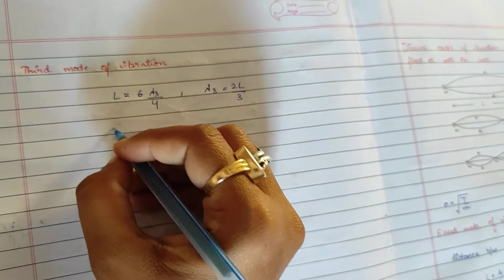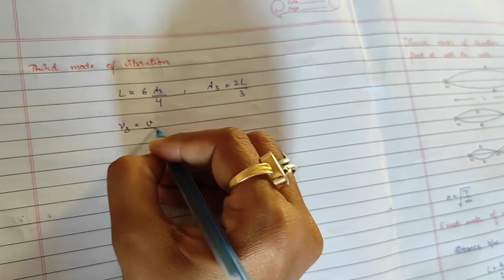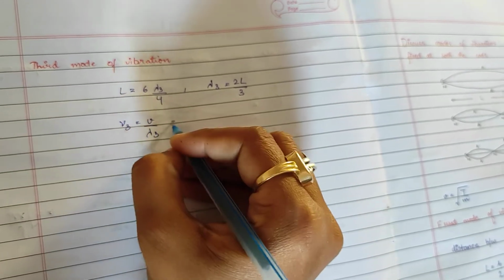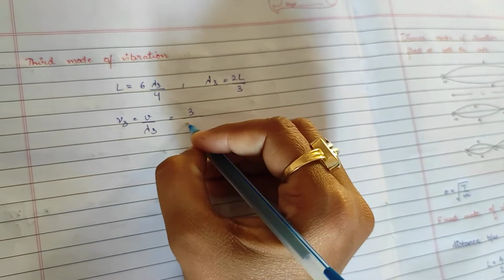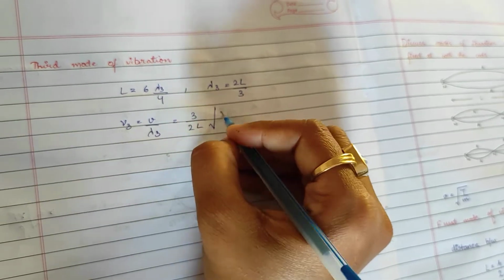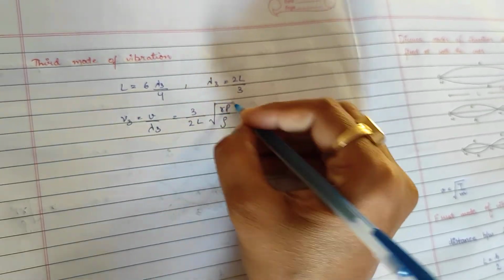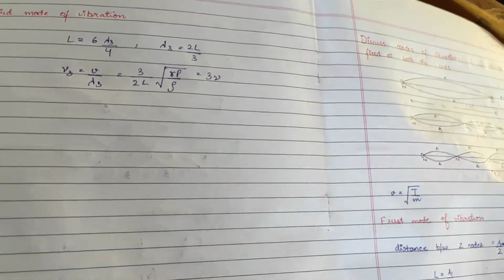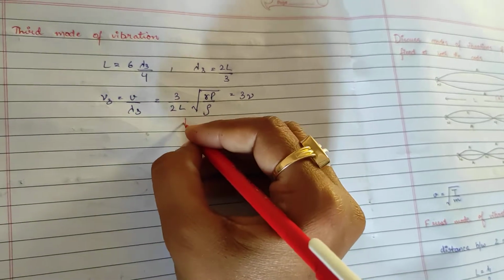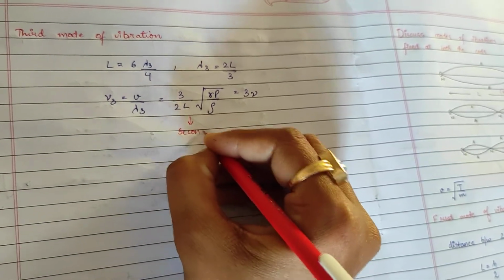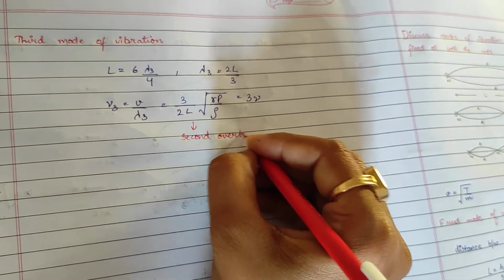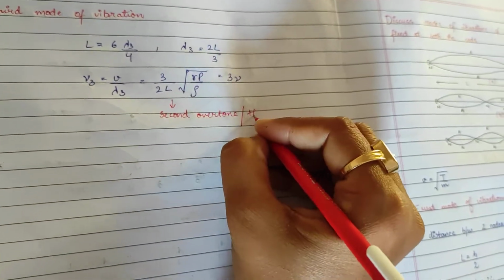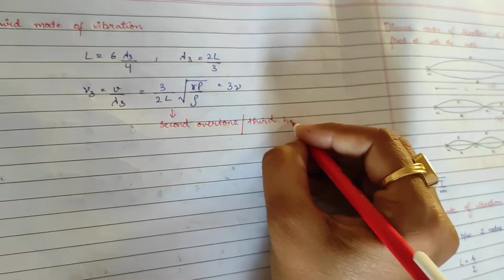Now we will put this in and find the frequency. v by lambda 3, we get 3 by 2L times the square root of gamma P by rho, which gives us 3 nu. So we can say that this frequency is known as the second overtone or third harmonic.